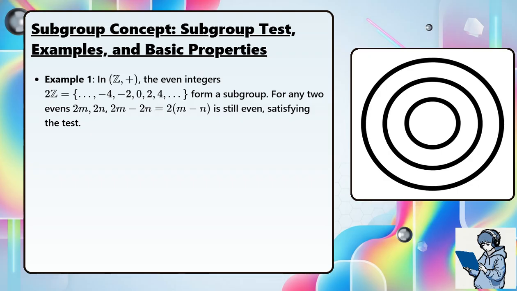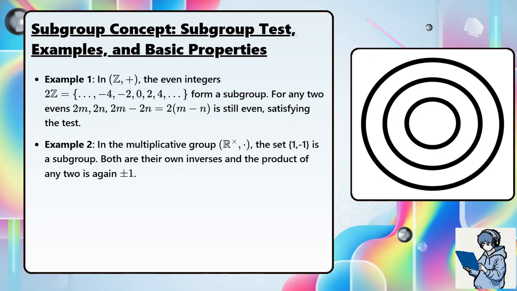For any two evens 2m, 2n, 2m minus 2n equals 2(m minus n) is still even, satisfying the test. Example 2: in the multiplicative group of non-zero real numbers under multiplication, the set {1, minus 1} is a subgroup. Both are their own inverses and the product of any two is again plus or minus 1.